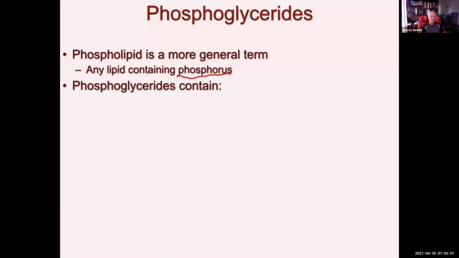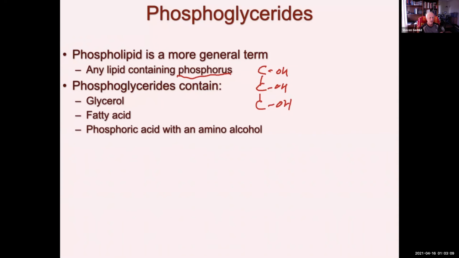Phosphoglycerides contain glycerol. Remember, glycerol is our 3-carbon structure where there are 3 OH groups, and each one gets replaced with an ester with a long fatty acid chain. So glycerol, fatty acids, and a phosphoric acid with an amino alcohol. Those are the components of a phospholipid.